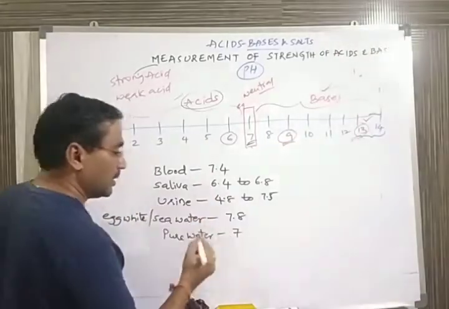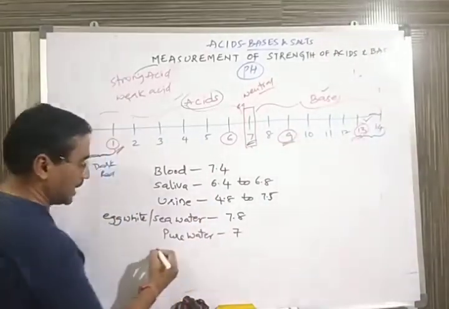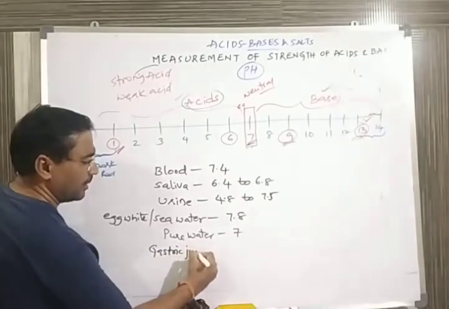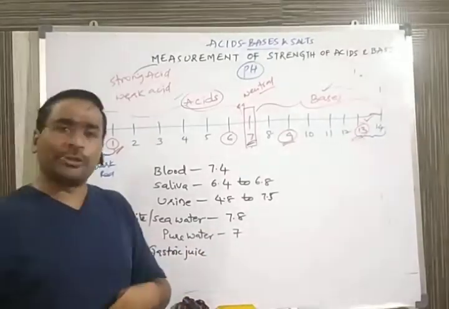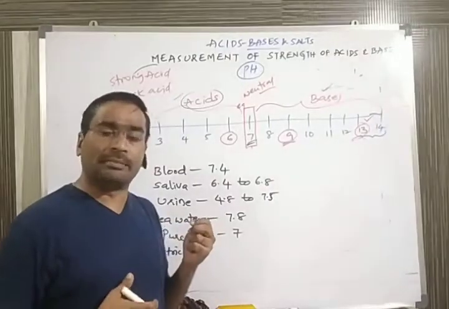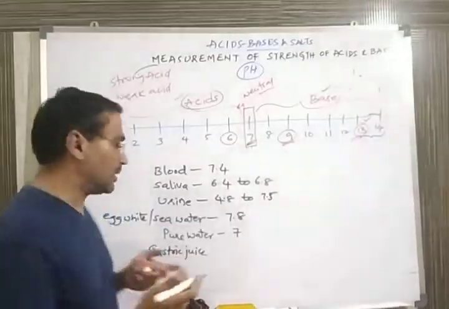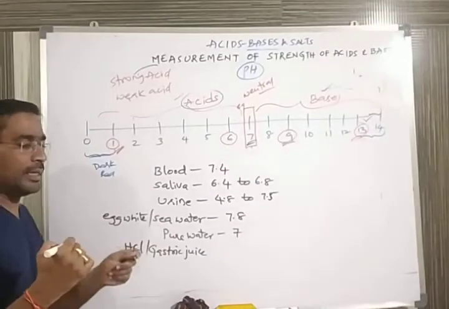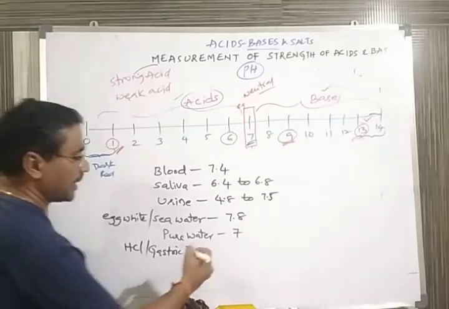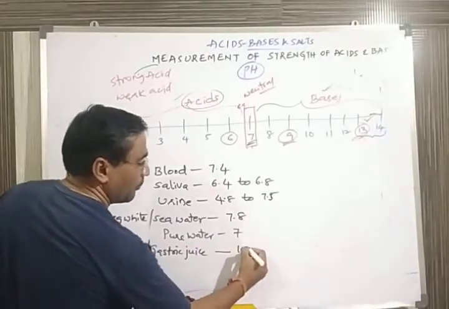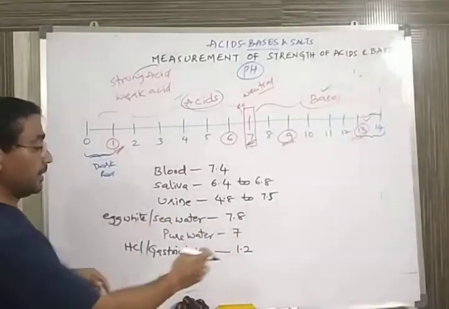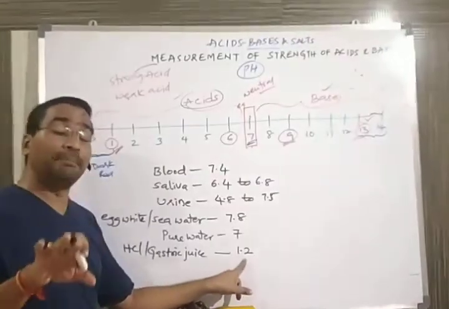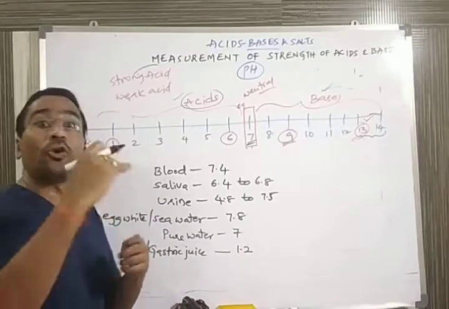Next, one more good example: gastric juice. What is this gastric juice? The juice present in our stomach, which helps our digestion. Gastric juice is hydrochloric acid. Its pH is 1.2. See, it is 1 point something. As already said, the lower the pH value, the stronger the acid.